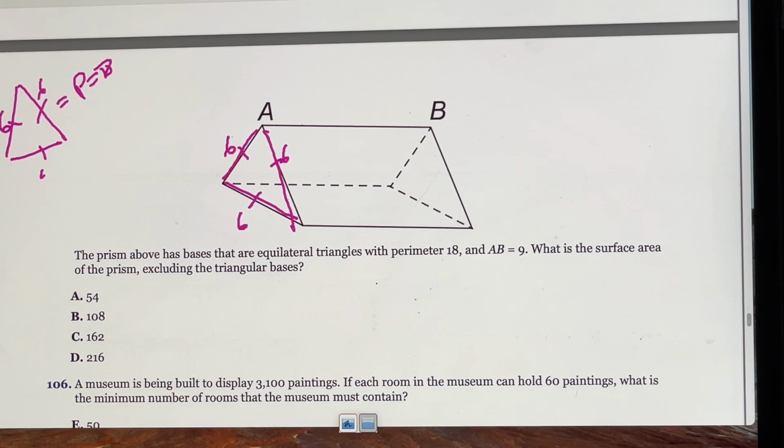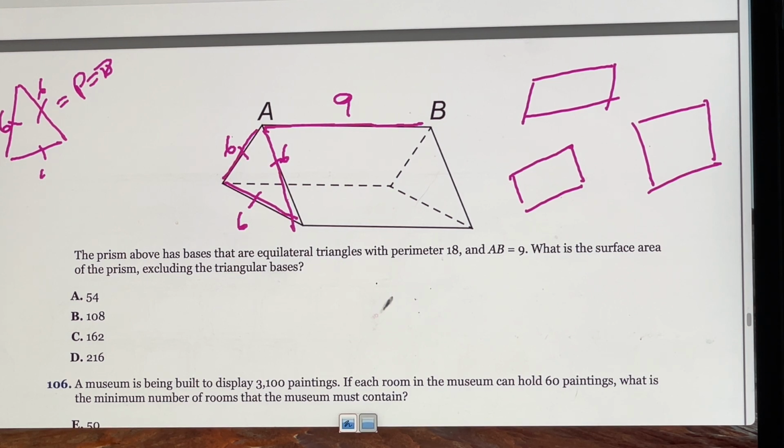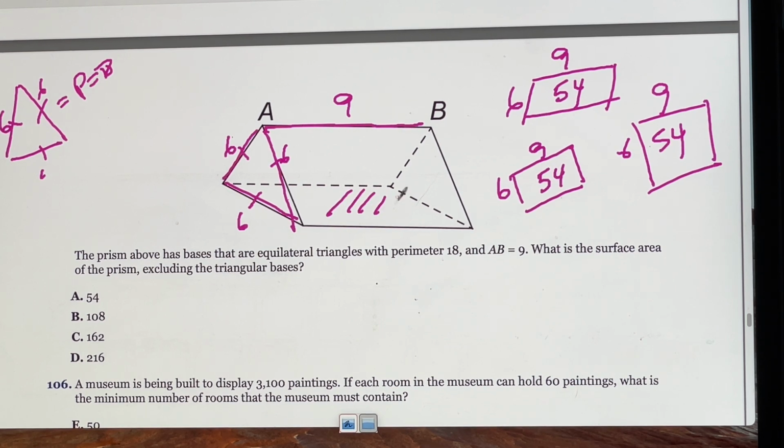So what is the surface area? Well, that's 6, and AB, this line here, is 9, right? We have actually 1 in the back, 1 at the bottom, and 1 on the side. We have 3 exact rectangles where these are all 6s and these are all 9s. We want surface area. So the area of that rectangle in the back is 54. The area of this rectangle, the ramp coming down, is 54, and the area of this rectangle at the bottom right here is 54. So 54 times 3 equals 162. C.